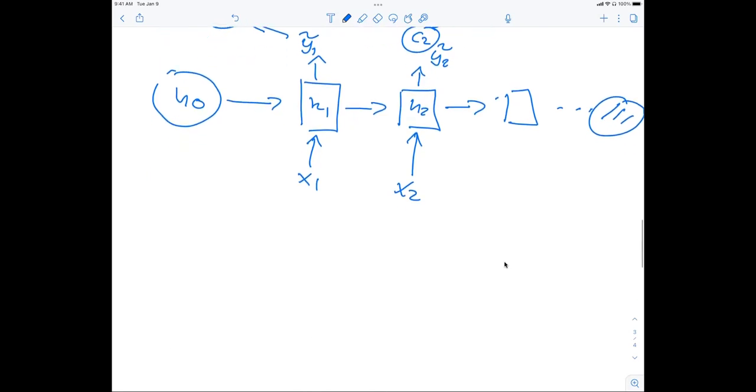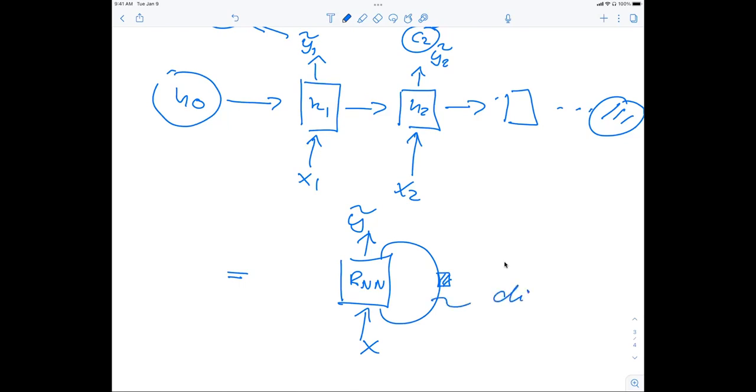And this is something which you normally would see written as a box like this. There is an RNN, and then we have an X which is fed in here. We have a Y which is fed out. This is the Y tilde, and then this has this kind of loop here, which is meant to indicate all the different hidden states here. So these are different hidden states.